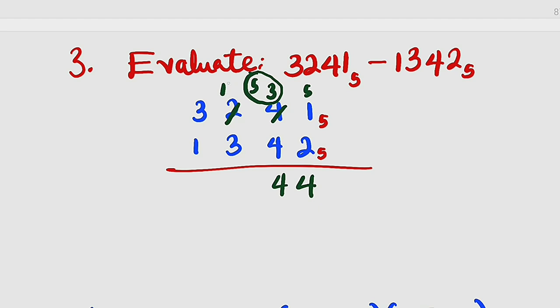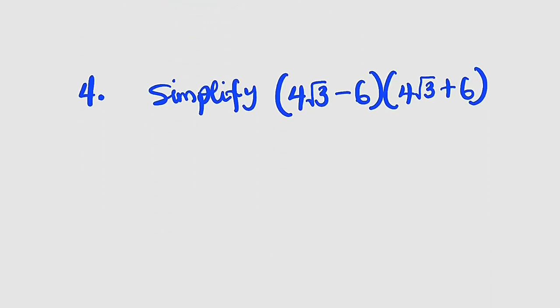Move to the next. 1 minus 3 is not possible. Borrow 1 bundle here, you'll be left with 2 bundles. As it comes here, it comes as 5. 5 plus 1 is 6, and 6 minus 3 is 3. And lastly, we have 2 minus 1, which is 1. So we have 1,344 in base 5. As simple as that. Moving on, question number 4.